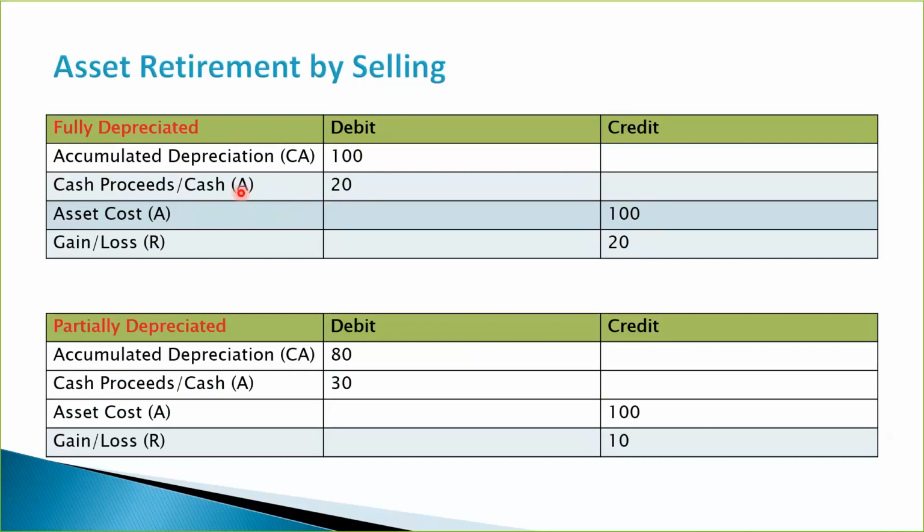Okay. What about if your asset was only partially depreciated? So accumulated depreciation in this case is 80. These letters in brackets, by the way, represent the type of account. So this is contra asset, asset, revenue. Okay. So in this case, accumulated depreciation was only 80. You would now write off the remaining 20 of book value.